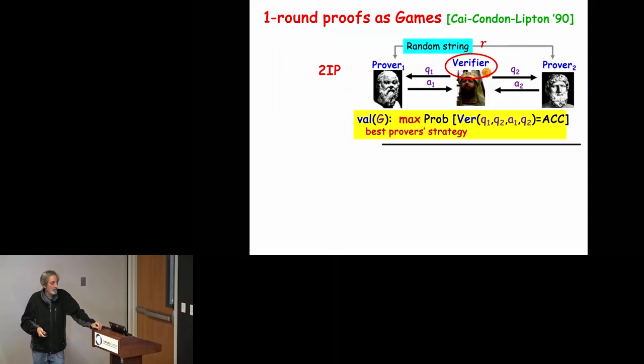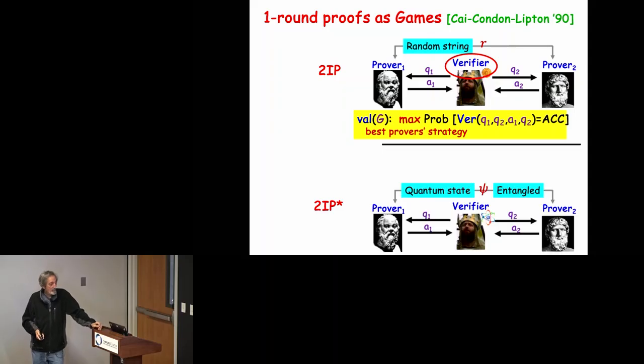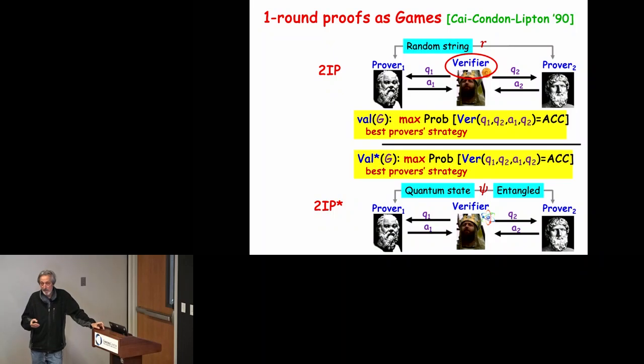In the quantum case, it's the same thing, only that the two provers are now allowed to share a quantum state, an entangled state. So they can be entangled. They are not communicating directly, but they can measure entangled states. And you can define the same value. I mean, given the function of the verifier, what's the highest probability that quantum provers can convince this quantum verifier to accept? And the basic question was what's the relationship between these two numbers.